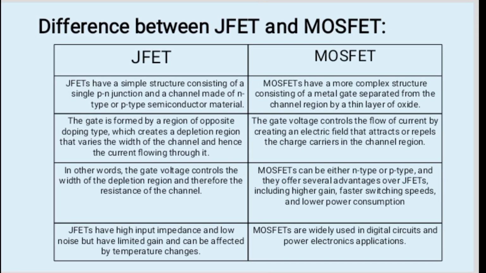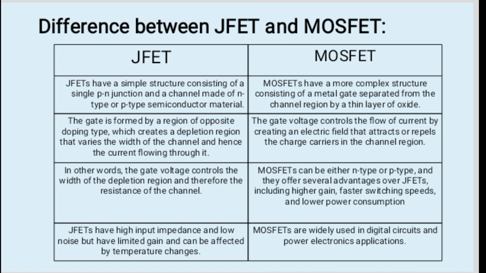JFETs have a simple structure consisting of a single p-n junction and a channel made of n-type or p-type semiconductor material, while MOSFETs have a more complex structure consisting of a metal gate separated from the channel region by a thin layer of oxide. The gate is formed by a region of opposite doping type, which creates a depletion region that varies the width of the channel and hence the current flowing through it.